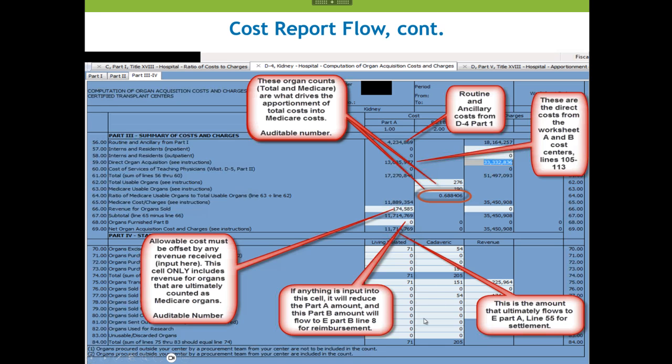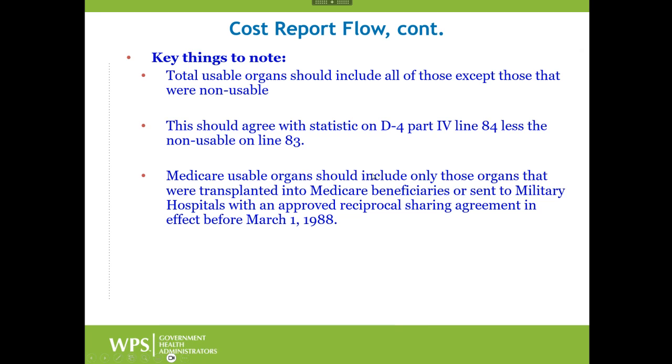I'm going to get to this bottom statistic piece here in just a bit. So again, the total usable organs, when we define that, these need to be all organs except those that were non-usable. And by the way, we will have a YouTube video specifically talking about these organ issues, how to count them, what is usable, what's not, how to handle research organs. There are things called en-bloc organs. There are a variety of things that we'll have a separate video on.